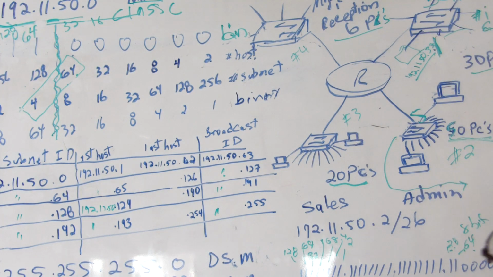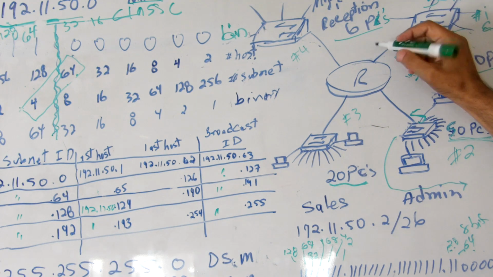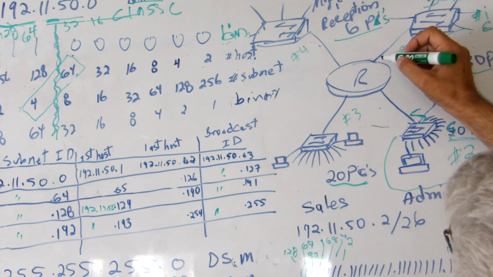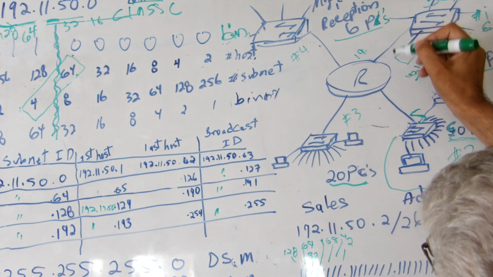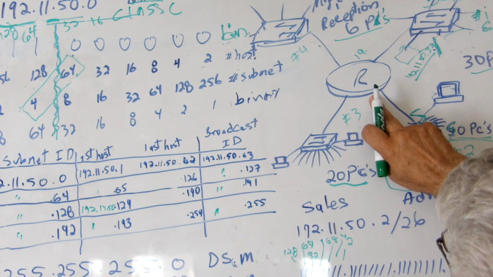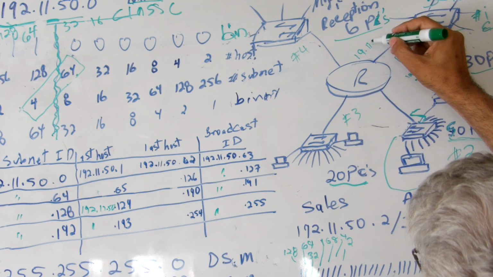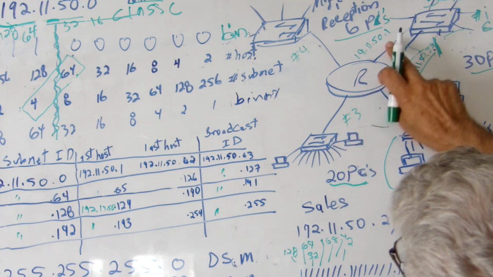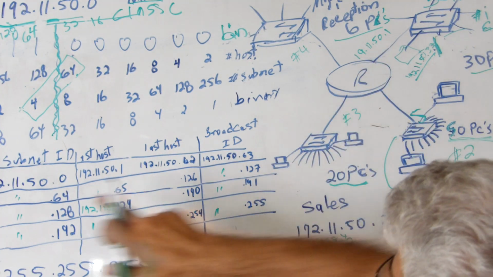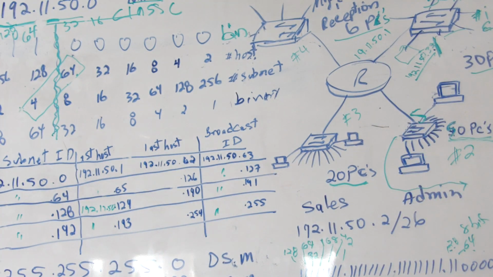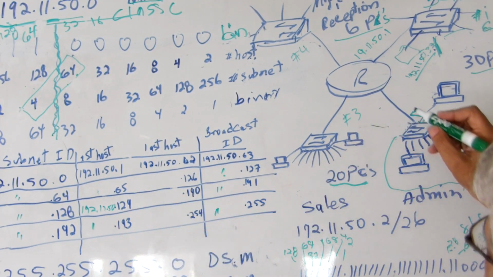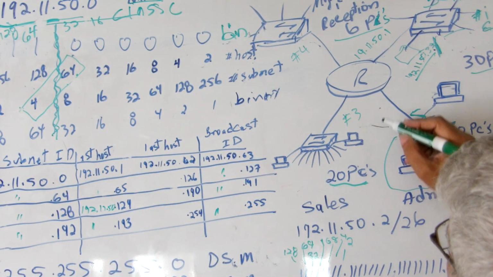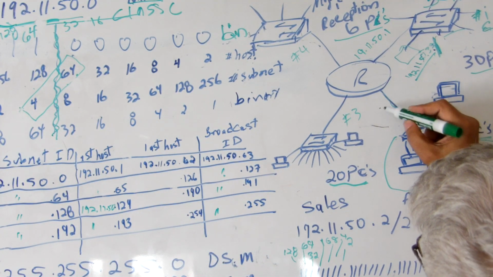Let me go back to this and explain this one. See, why it started from 0.2? It started at 192.11.50.2 because in the gateway, which we will talk about soon, there is an IP address for the router. You use the first host of this subnet for this one, and for the second one we use the first host for the second one.